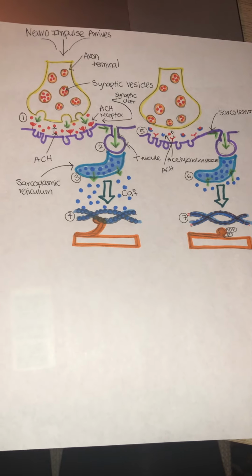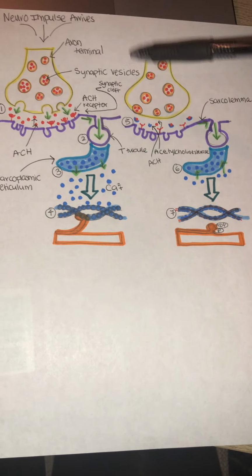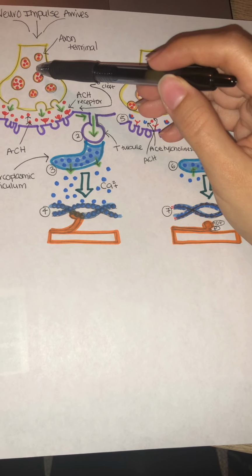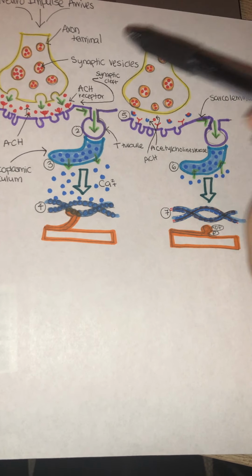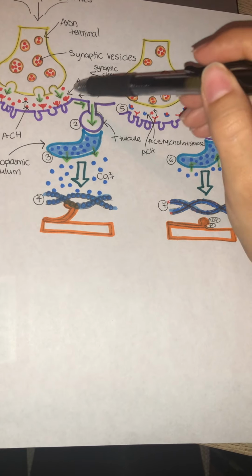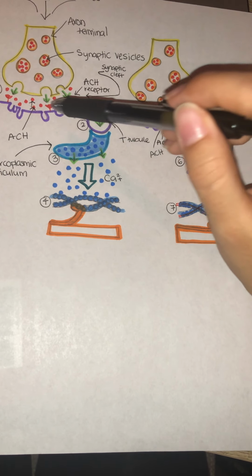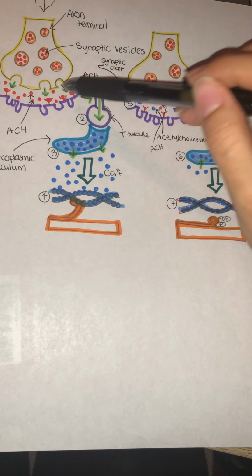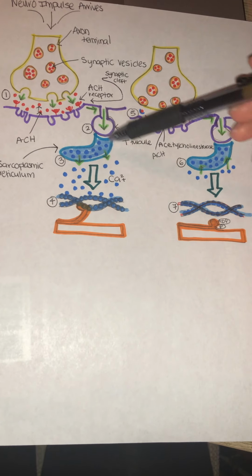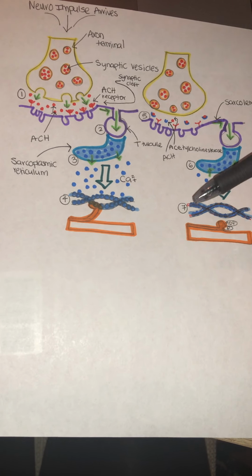So just in case you didn't catch that, I know I was explaining a little fast. This would be our axon terminal. Those little orange reddish dots would be our synaptic vesicles, and our synaptic cleft would be right here. Those little red dots that are now released here would be the acetylcholine, ACh for short. And then our little blue sac looking thing here would be our sarcoplasmic reticulum, the calcium.